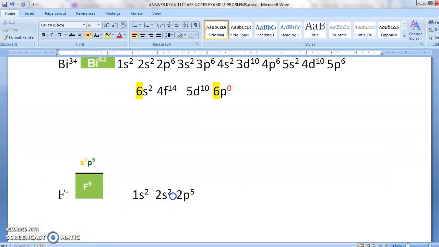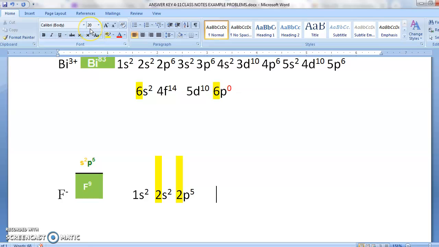How many valence electrons does fluorine have? Valence electrons are electrons in the outermost energy level, my biggest energy level number. There's a 2, and there's a 2. So my valence electrons are in these sublevels. The 2s, there's 2. The 2p, there's 5. 2 and 5 is 7.